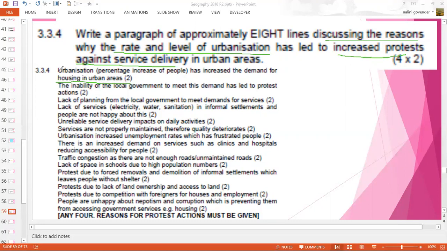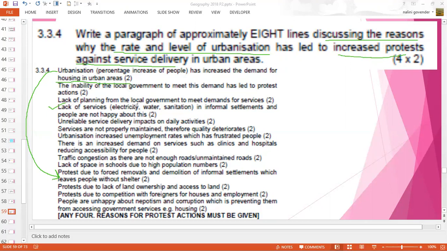So that too, as you can see here, it talks about somewhere here. Right? Protest action due to forced removals and demolition of informal settlements, which leaves people without shelters. So there you got your 4 marks in a question like that. We want 4 marks more. There's a lack of services.